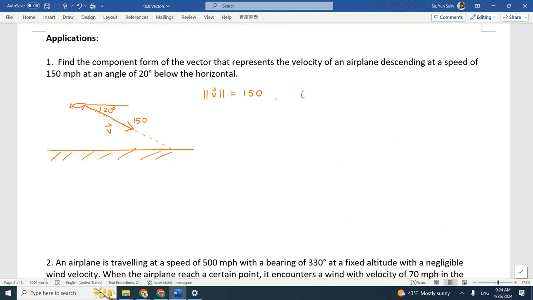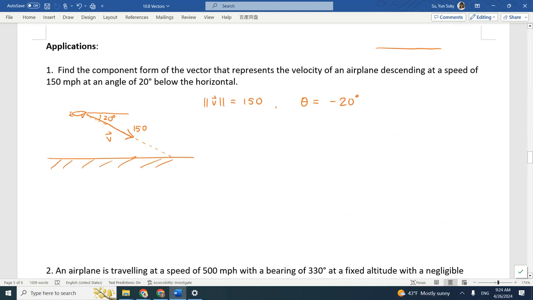And then theta. What is theta? 20. Wait, think about it. In our definition of theta, it is counterclockwise. We have positive measure. But this guy is clockwise. So what's your theta? Negative 20 degrees. Yes, everybody?